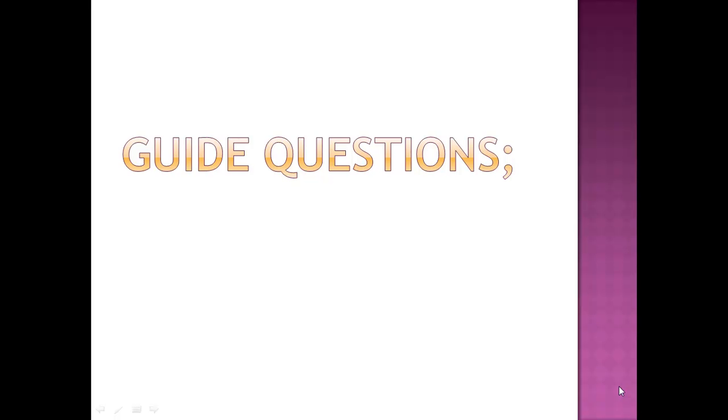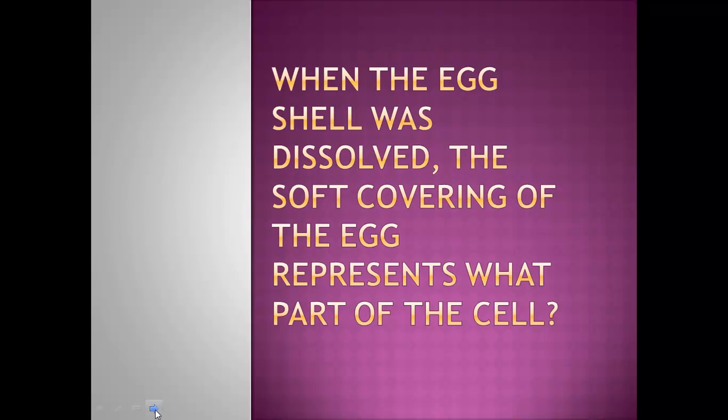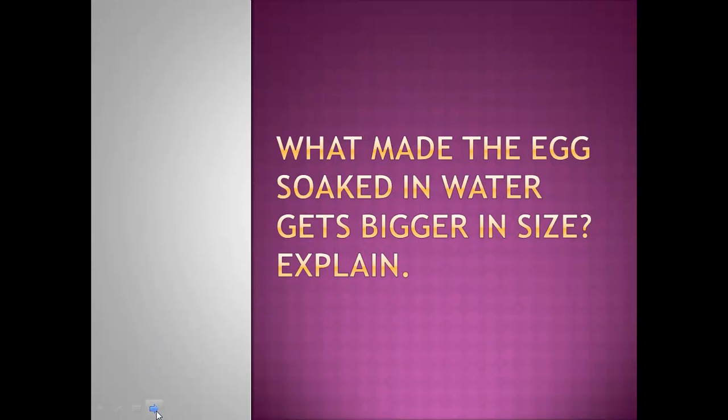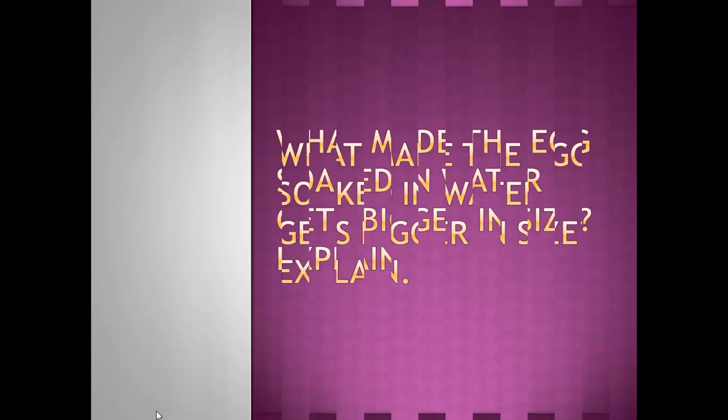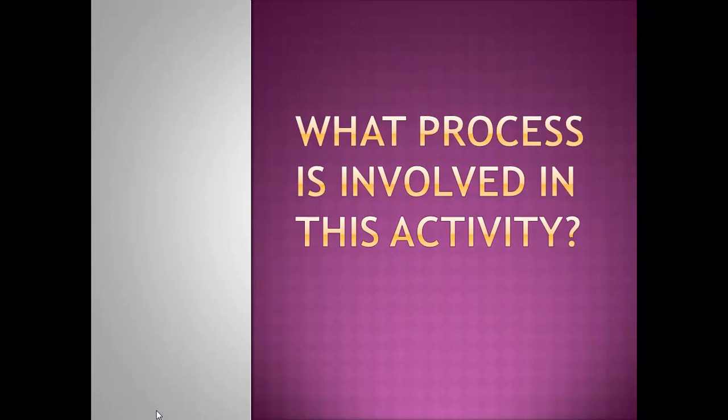For our guide questions, question number 1. The presence of bubbles outside the shell of the egg when soaked in the vinegar is a sign of what gas? When the eggshell was dissolved, the soft covering of the egg represents what part of the cell? What made the egg soaked in water get bigger in size? Explain. What made the egg soaked in salt solution shrink? Explain. What process is involved in this activity?